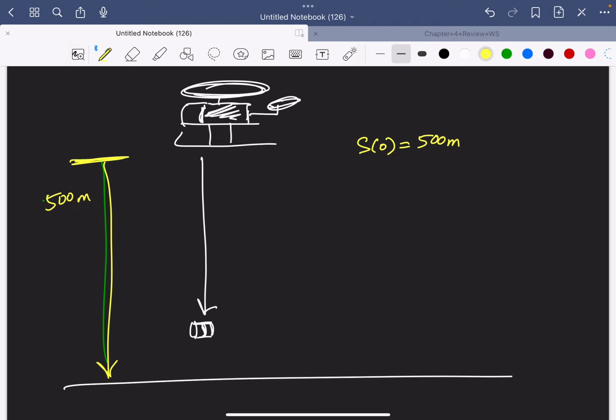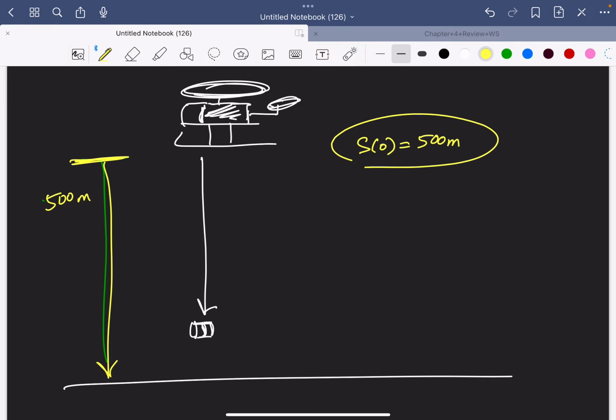Then we know the parachute doesn't open, but the canister has been designed to withstand the impact velocity of 400 meters per second. Interesting. So if we do that, let's see, will it burst? Oh, okay. So notice what they're saying. They're saying that when it hits the ground, it has to be less than 100 meters per second.